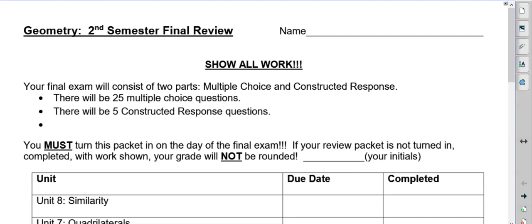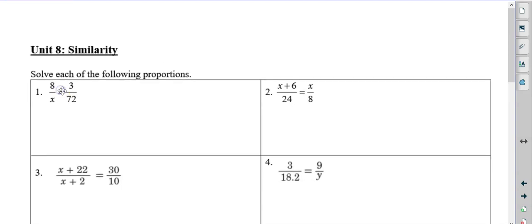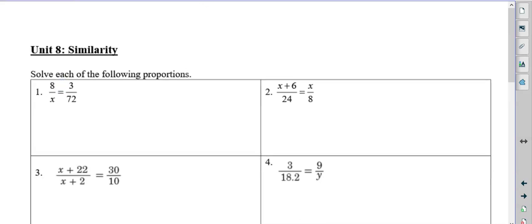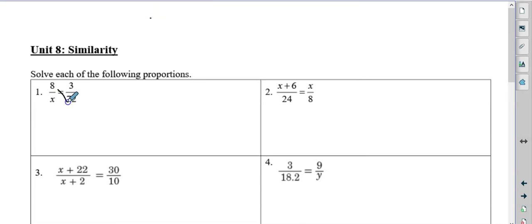All right, second semester cumulative review, chapter 8, similarity. Solve the proportions. Okay, when you do this, remember, you're basically cross multiplying and dividing. Try this again.